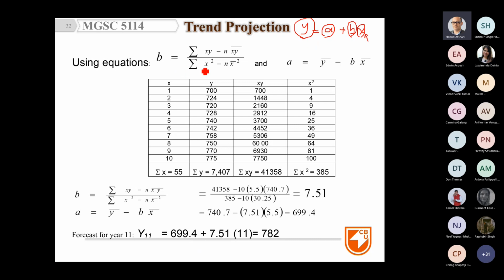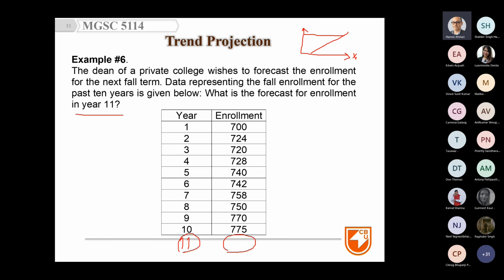The good point is that all of these formulas are available and I can easily use them. So the first step is finding b. b is calculated as this fraction. But before I explain that, you need to add some columns to your raw data. What are those columns?